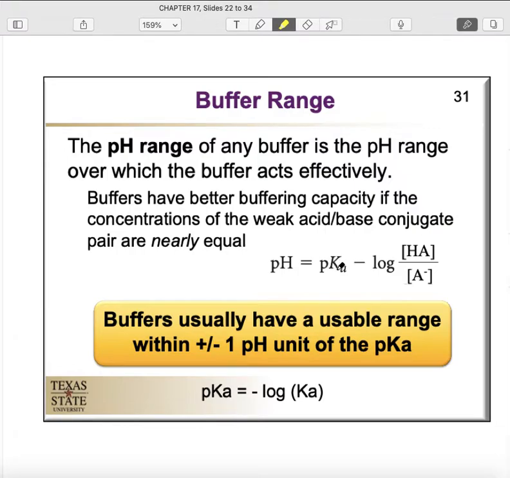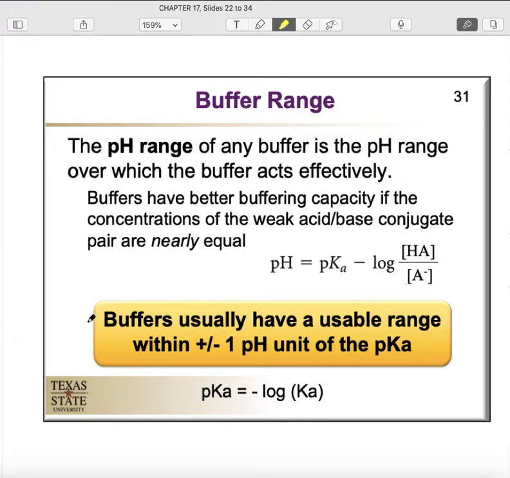But as we saw in the example that we did just a second ago, you could have a buffer that has a pH that is different from the pKa as long as you have the right ratio. So we want this ratio to be close to 1, but it doesn't have to be 1. They just need to be close.